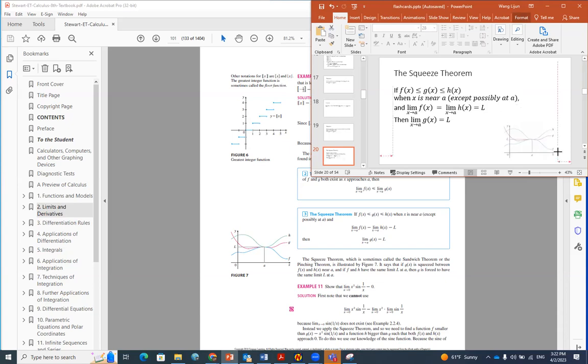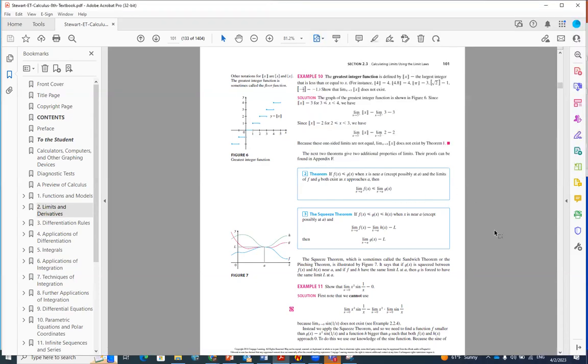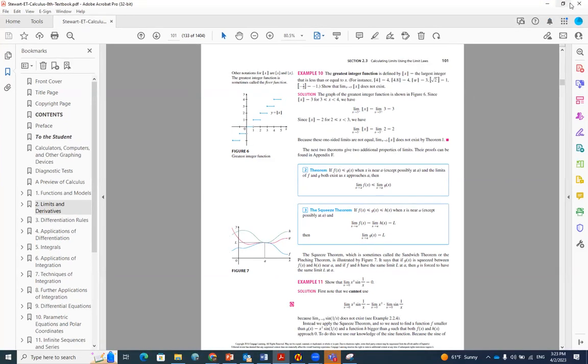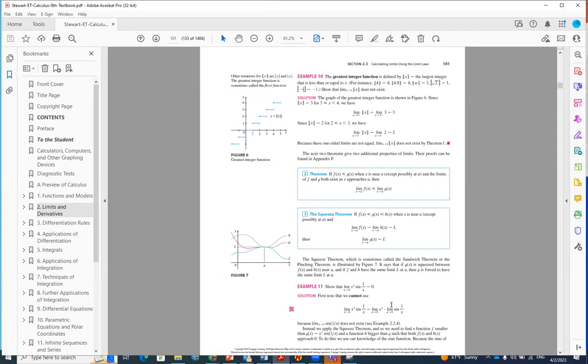For the squeeze situation, you just need to remember there's one function above and one below, but they don't have to be above or below everywhere. It's just in a small neighborhood of A. It's above and below. And none of the three functions has to be defined at A, which is consistent with the definition of limit.